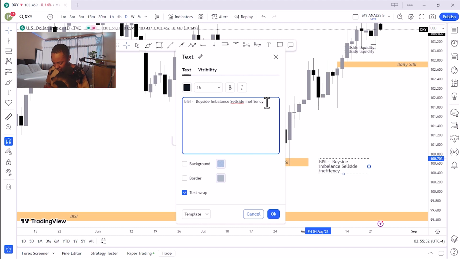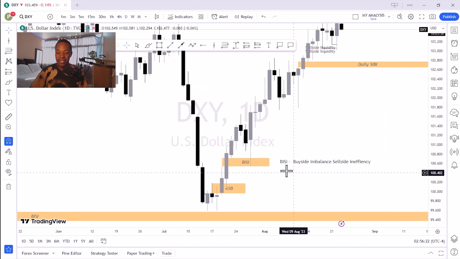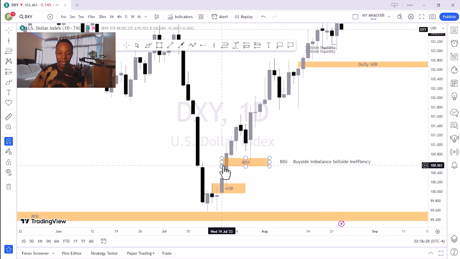So inefficiency, yeah, there's the inefficiency. But anyway, that's the sell side imbalance. Buy side imbalance, sell side inefficiency. So it has a buy side imbalance, it's imbalanced in buy side, it needs sellers. So the sellers came to sell side to rebalance that.